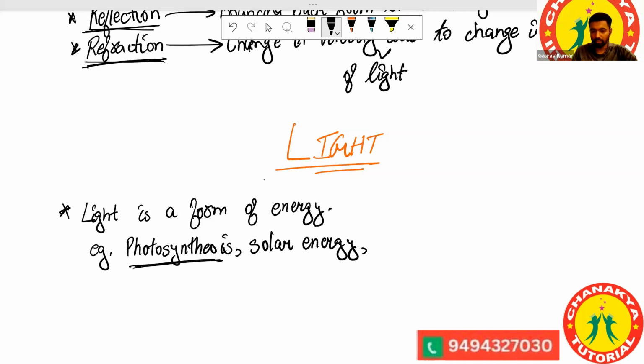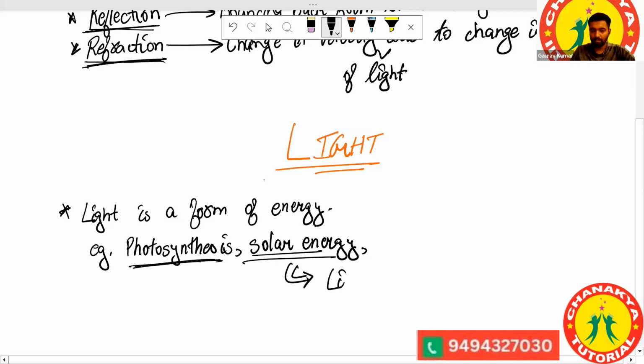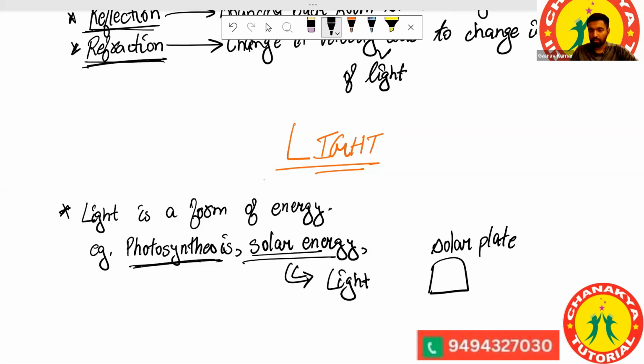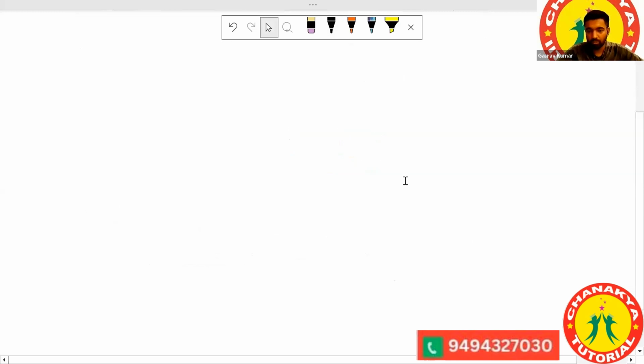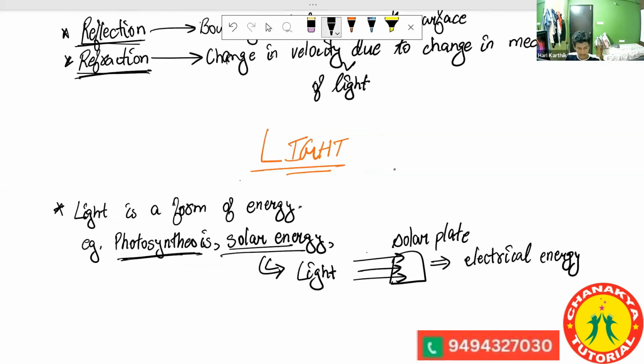Okay, solar energy. What happens in solar energy? When light is incident on a solar plate, this solar plate converts that light energy into electrical energy, right? And what you were talking about is the vice versa. Yes, you can say the vice versa.